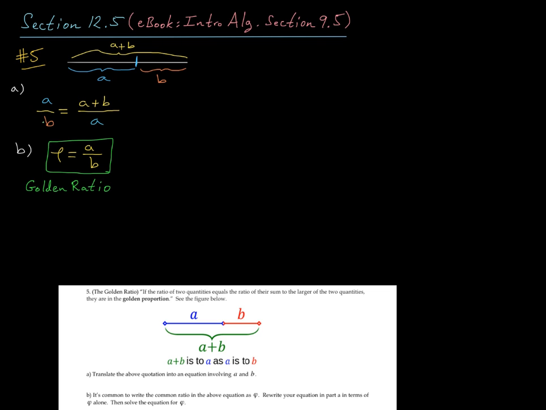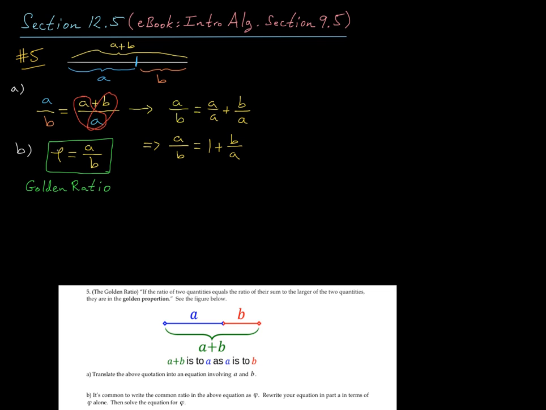Well, let's take this equation up here and let's break this down a little bit. So on the right hand side, I'm going to go ahead and split that fraction up into two pieces. I have an A over an A, and I have a B over an A. And so I have A over A plus B over A. Okay, and now notice A over A is just 1. So this is equivalent to saying A over B is 1 plus B over A.